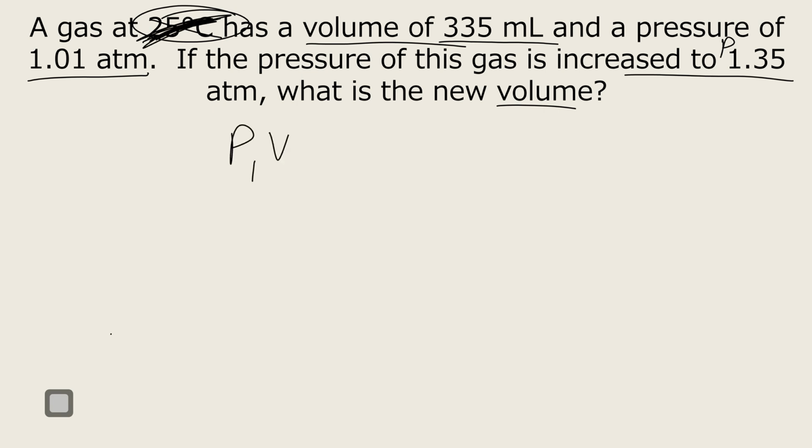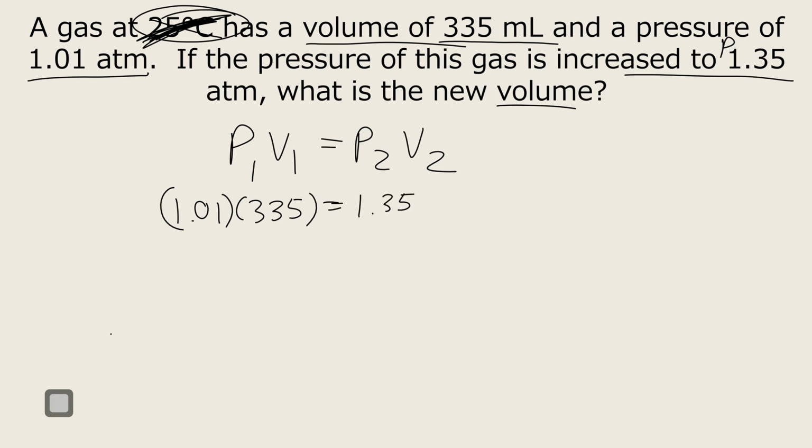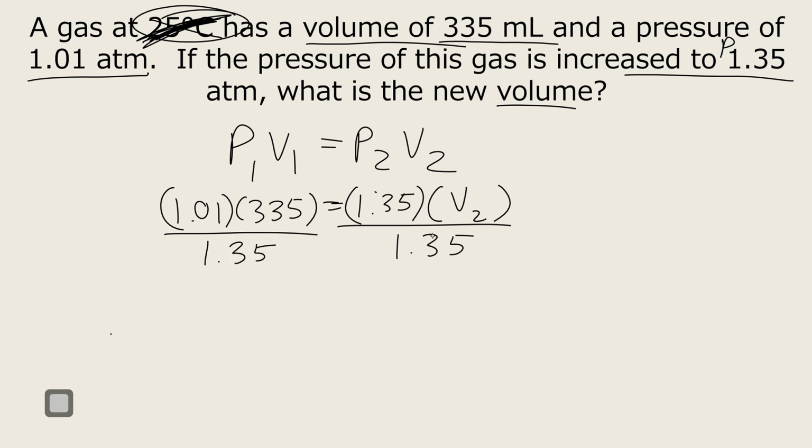My formula is P1V1 equals P2V2. So, what is my pressure and volume initially? My pressure is 1.01 times 335. I do not need to change milliliters because that's what I'm solving for. It just means my answer will be in milliliters. And then my pressure units are the same, ATM and ATM, so I can leave that 1.35 times V2. Basically, all I'm doing is I'm going to divide the 1.35 that's alone over to the other side. So 1.01 times 335 divided by 1.35.